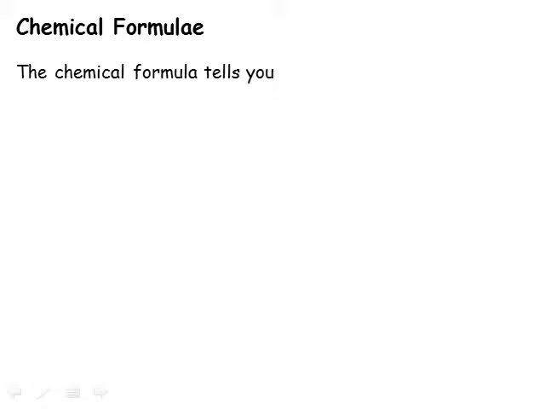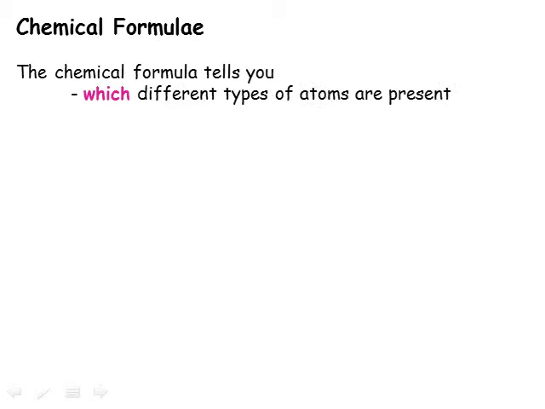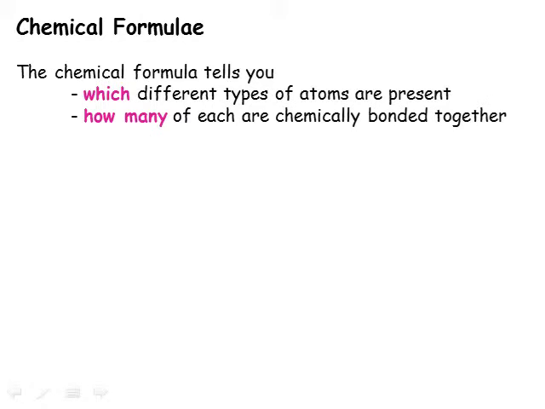A chemical formula tells us two important things: which types of atom are present in a substance, which is shown using the symbol for each type of atom, and how many of each type of atom are present. This is shown using a subscript number after the symbol for the atom whenever there is more than one of that type of atom present.